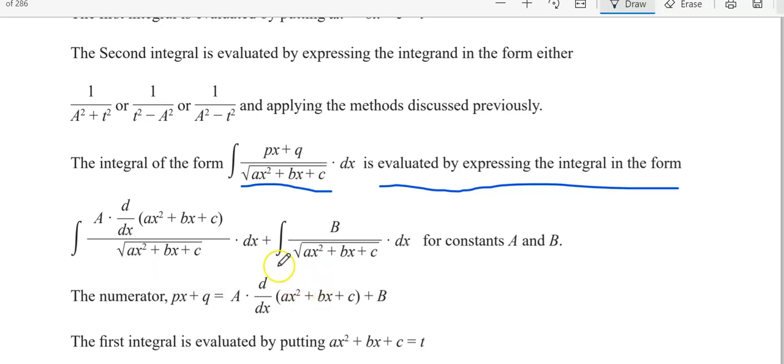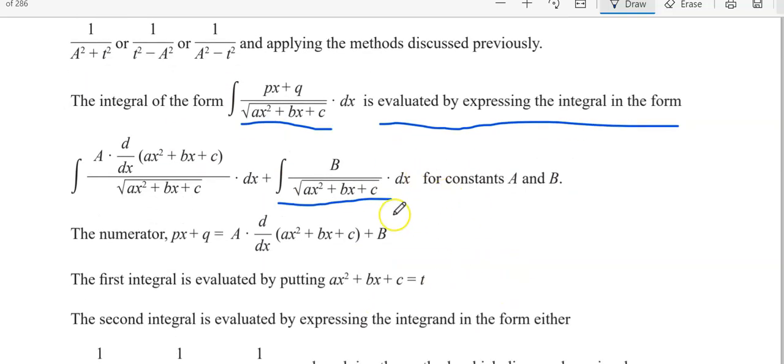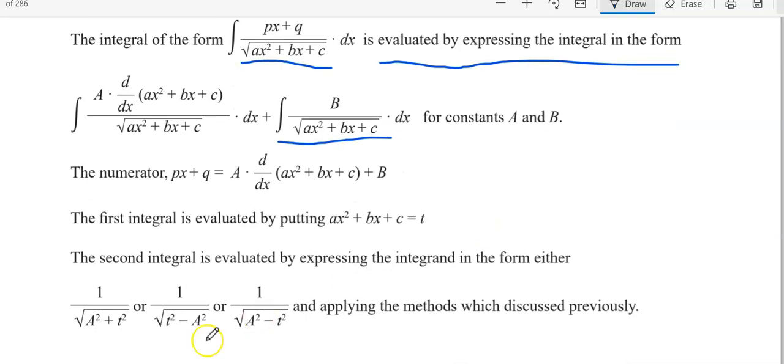Now this is also an integral. We express this ax square plus bx plus c in this form, that is, a square plus t square, or t square minus a square, or a square minus t square, and then apply the suitable formula for that. That is, this is the formula for root of a square plus t square, root of t square minus a square, and root of a square minus t square.